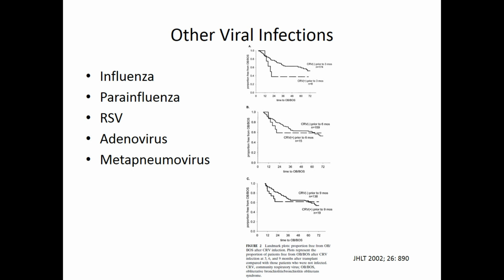Not only CMV, but other viral infections have also been associated with complications in the post-transplant setting. Here you can see one example of a study that demonstrated the association of viral infection with the development of chronic rejection in lung transplantation. Each of the viruses listed here has been reported in association with complications of the allograft.